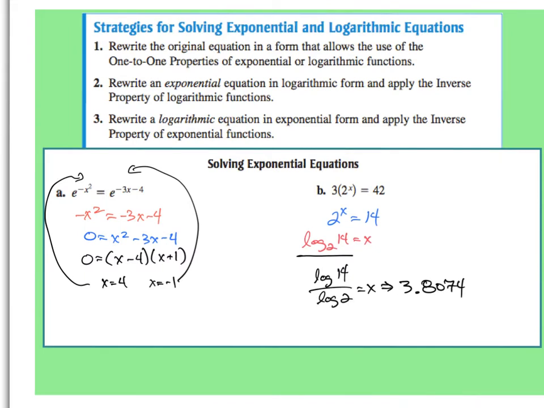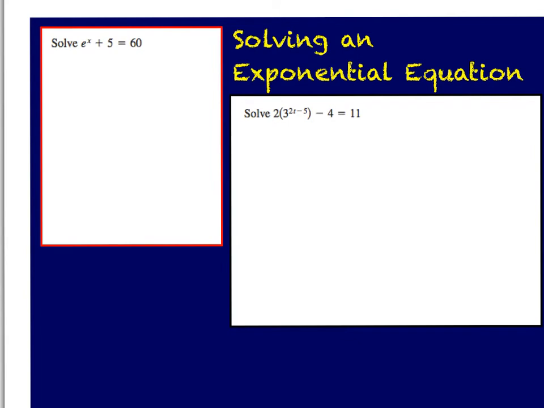7.4. All right. Let's do this next one. I have e to the x plus 5 is equal to 60. All right. So what do I need to do to start getting e to the x equal to a number? I subtract the 5. So now I end up having e to the x is equal to 55.